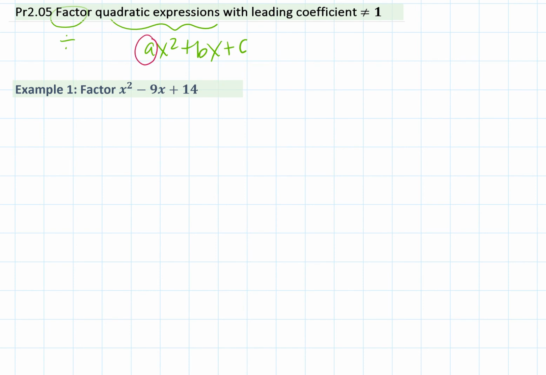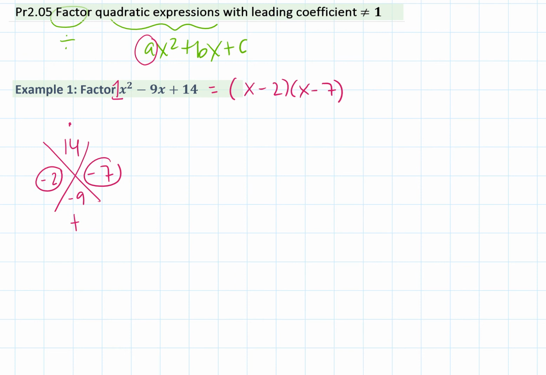So far, we've been factoring expressions like example 1, where the leading coefficient is an unwritten 1. And to do that, we found two numbers that multiplied to positive 14 and added up to negative 9. And we just rewrote as a product of factors using the numbers we came up with that fit this description.